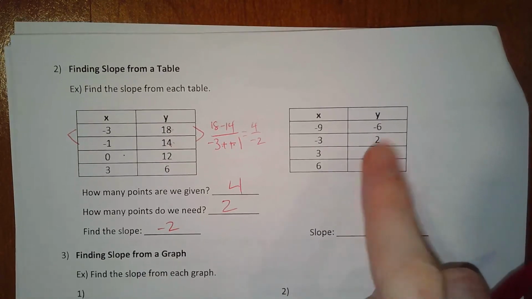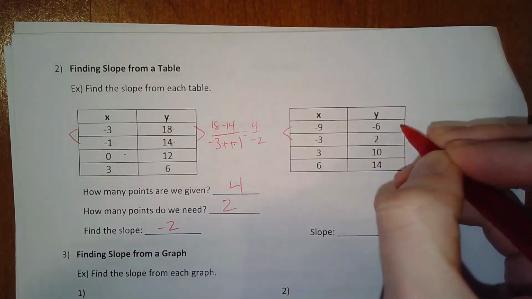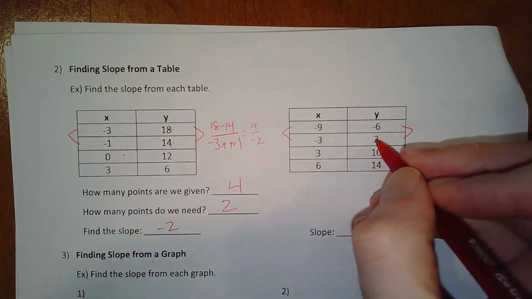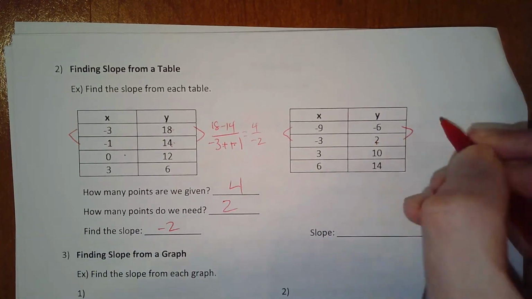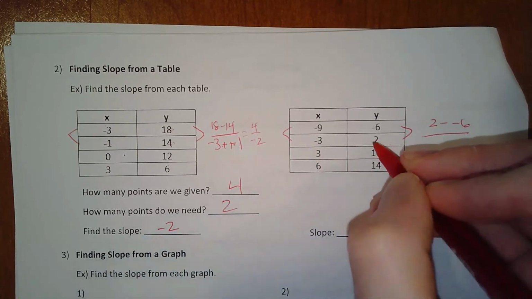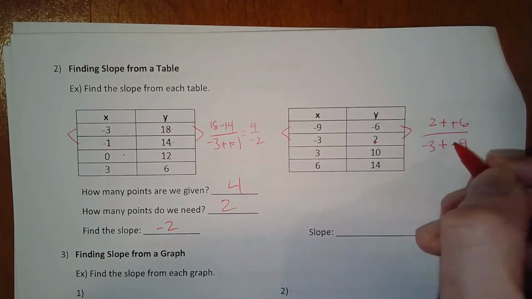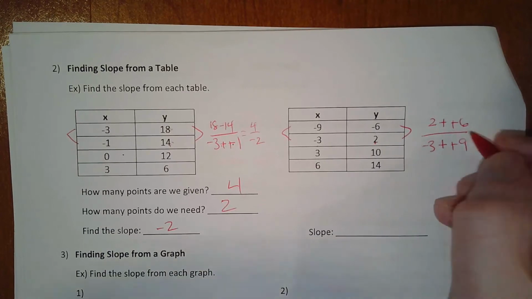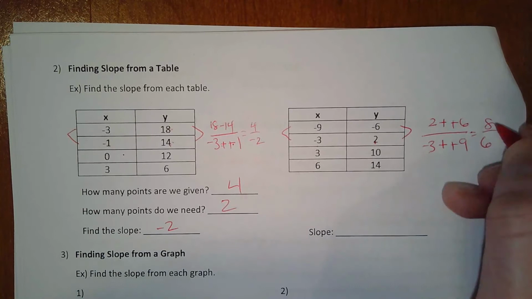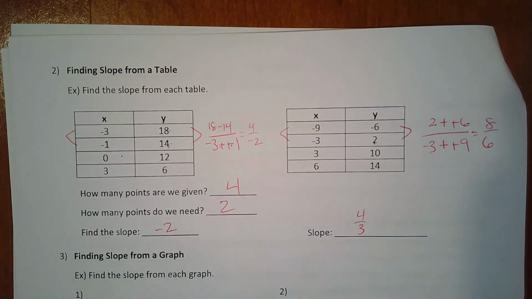Okay, over here, same idea. It's 4 points. I just need 2. I would just pick the first 2 if I were you. So I'm going to go 2 first. So 2 minus negative 6, and I only did that because I wanted a positive. If I did 2 first, negative 3 is first on bottom, minus negative 9. Minus a negative is plus. So I got 2 plus 6 is 8. Negative 3 plus 9 is 6. 8 over 6 reduces to 4/3. So this would be a 4/3 slope.